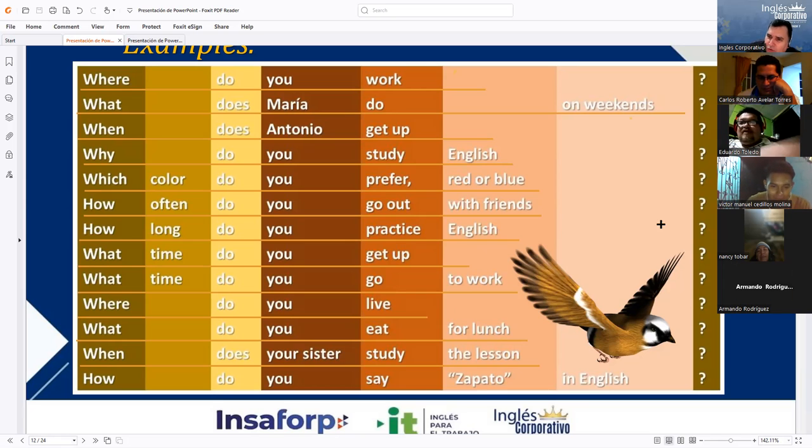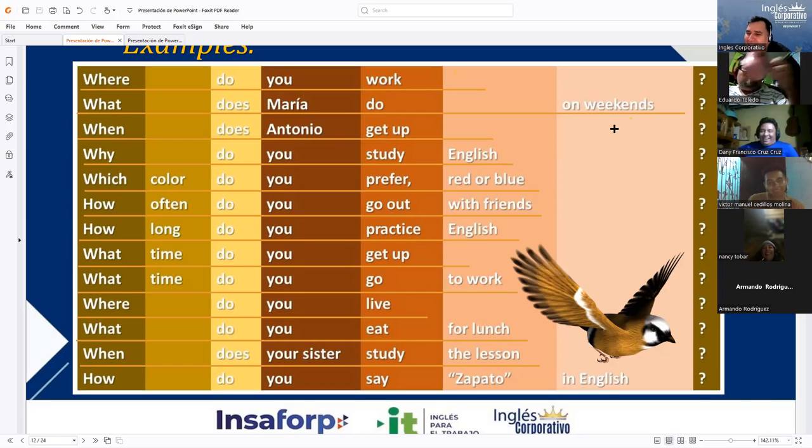Let's see. Eduardo, what do you drink for lunch? I drink only water. Only water. But water ardiente. Caña rica. So, Eduardo, do you drink coffee at lunch? No. Sometimes. Usually Coca-Cola. Okay.